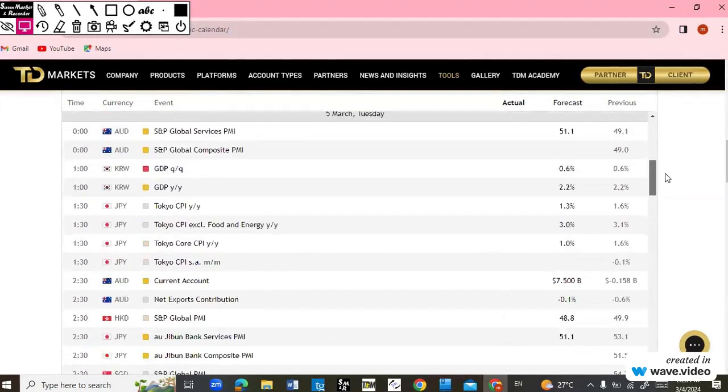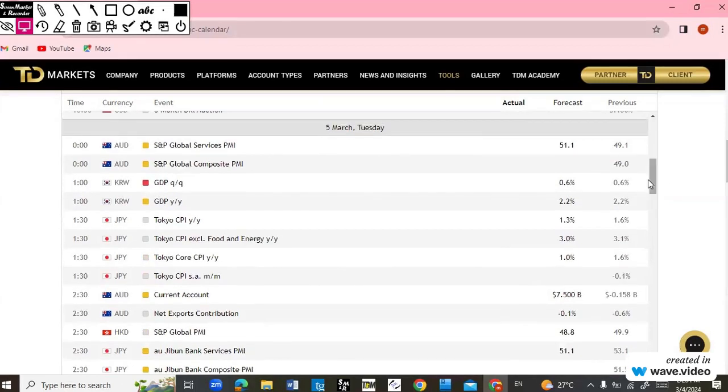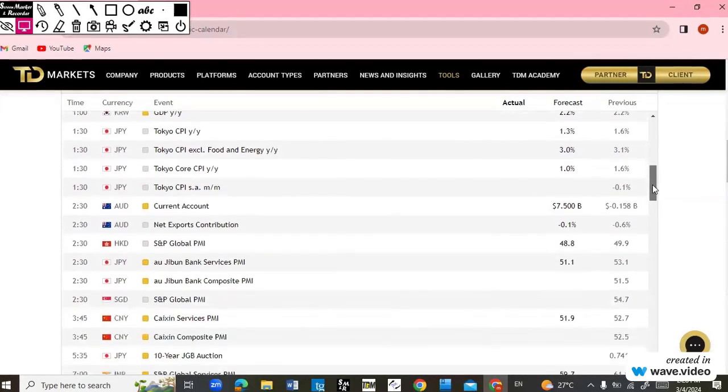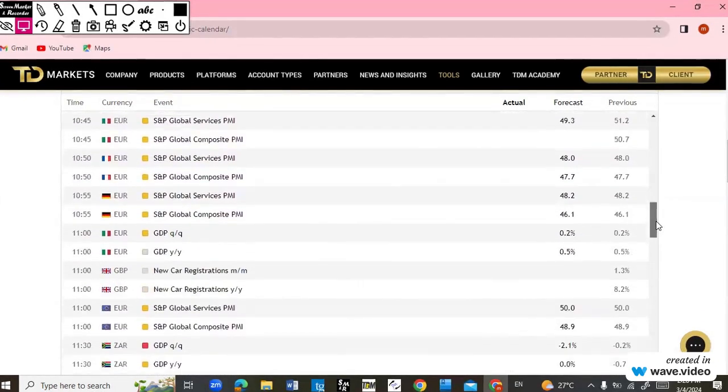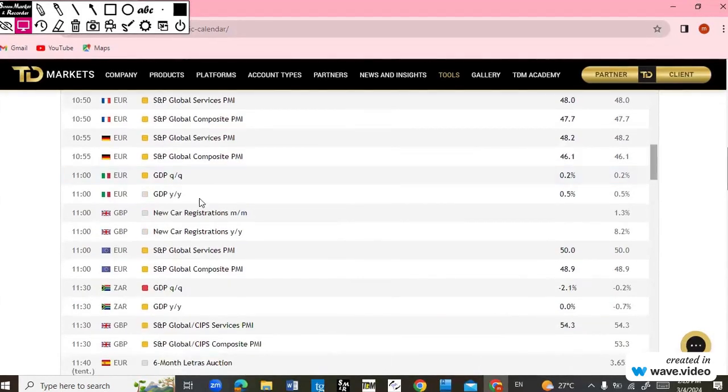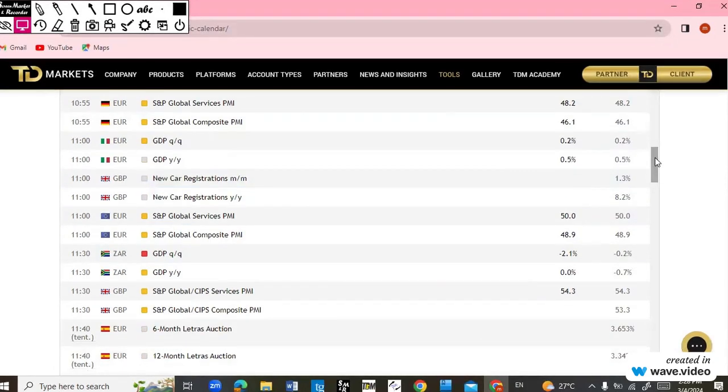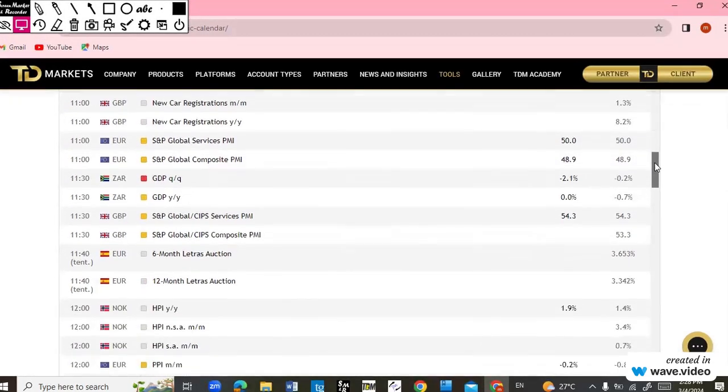Let's see for Tuesday tomorrow. What are we having on Tuesday? At 11:30, we're having GDP quarter to quarter for everybody that trades the South African rand. A lot of you here trade the South African rand with us, so we're literally gonna have a look at this tomorrow. 11:30, we're gonna have the GDP.